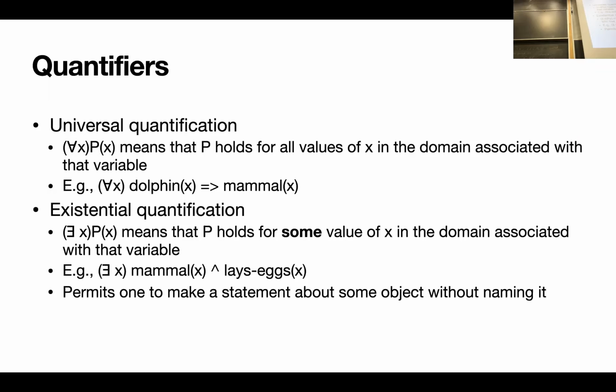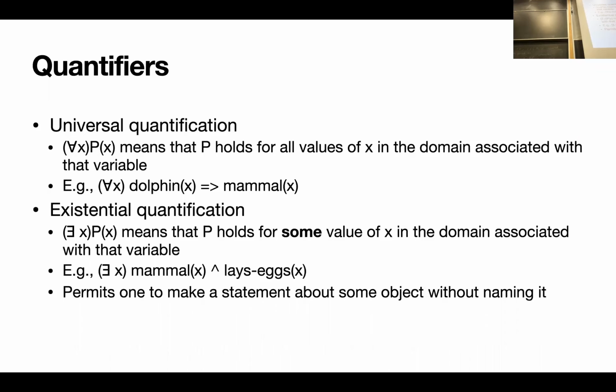Existential quantification is the same thing. It says that there exists an x such that P of x means that P holds for some value of x. There's at least one value of x for which P is true in the domain associated with that variable. For example, there exists an x which has mammal of x and lays eggs of x. So there's an x such that x is a mammal and lays eggs, and I think it's a platypus, if I'm not mistaken. A platypus is an animal that is both a mammal and also lays eggs.